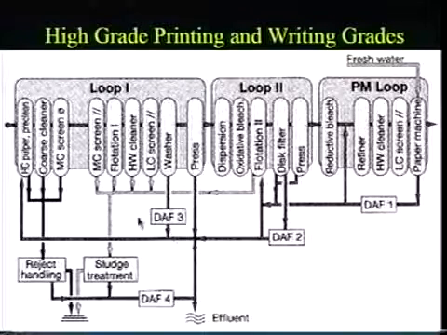Loop 1 has a dedicated DAF itself that's going to try to clean water in here, and then we're also going to have a DAF for some of our reject and sludge, the water that comes off those processes. So in this case, we've got a high consistency pulper, we've got a coarse cleaner, a medium consistency screen. So we're getting rid of some of our real big stuff here.